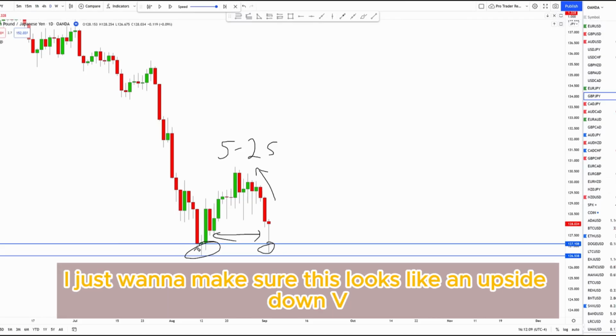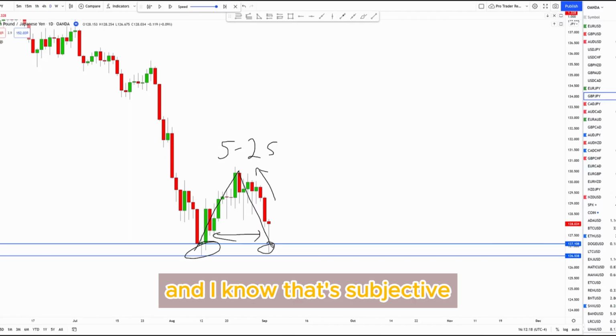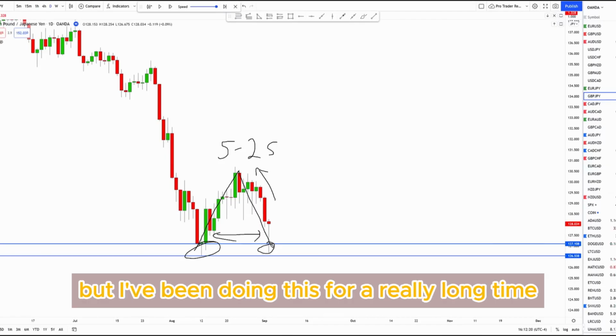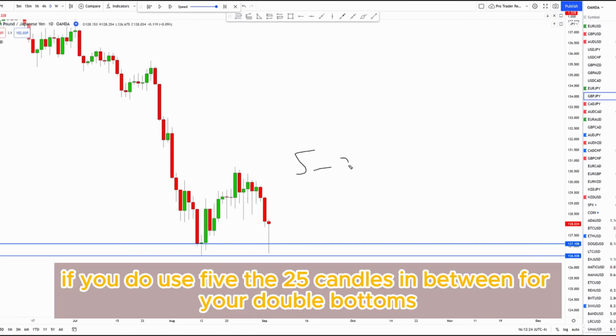I don't really have a rule for that. I just want to make sure this looks like an upside down V when I'm looking for chart patterns. And I know that's subjective, but I've been doing this for a really long time and I don't really need a rule for that personally. Again, if you do, use 5 to 25 candles in between for your double bottoms.